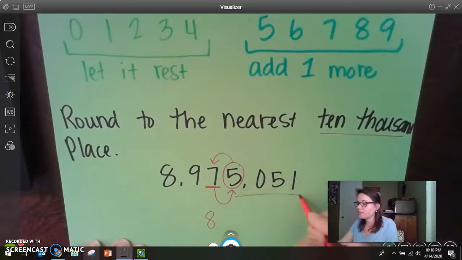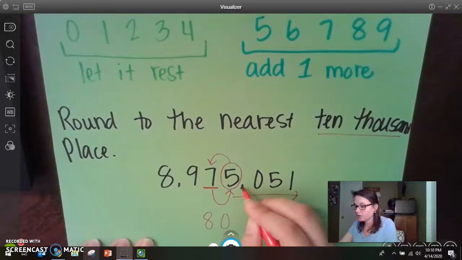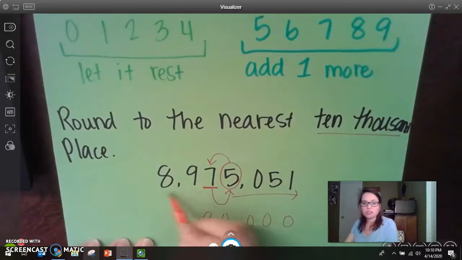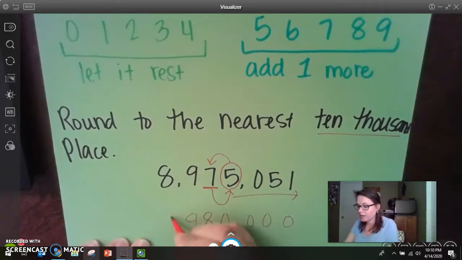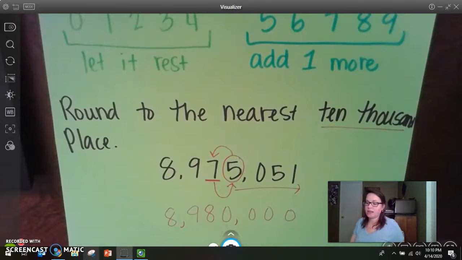Everything on this side turns into a 0. So 0, notice there's a comma. I need to make sure to bring that down. 0, 0, 0. And these two numbers up front, I need to leave alone. 9, 8. So my new number is 8,980,000.